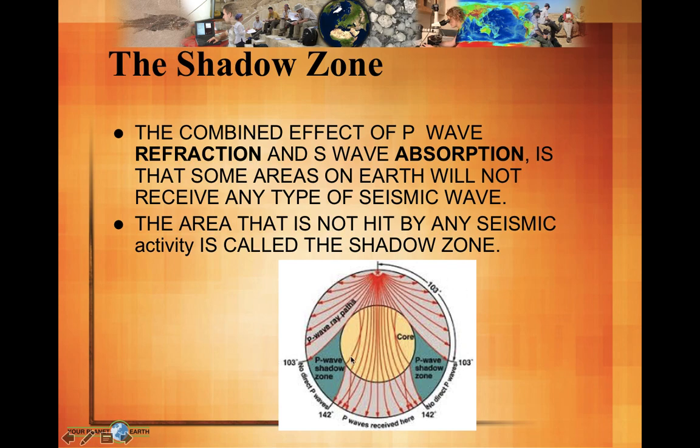Looking at this diagram right here, spend some time and look at it. You can tell how the different waves refract going through the different layers. And because S waves do not go through the core, we have these areas where there are no S waves.